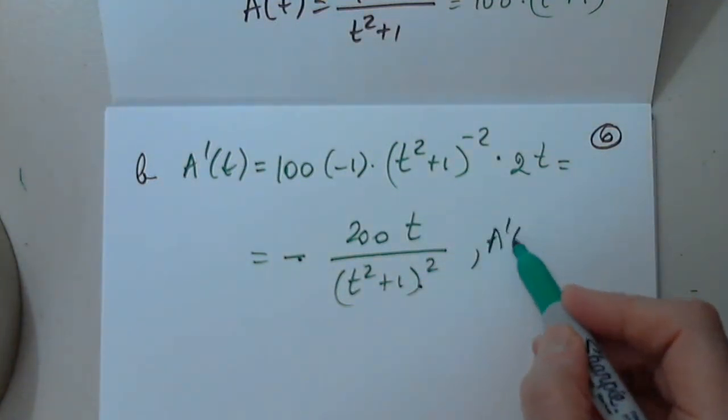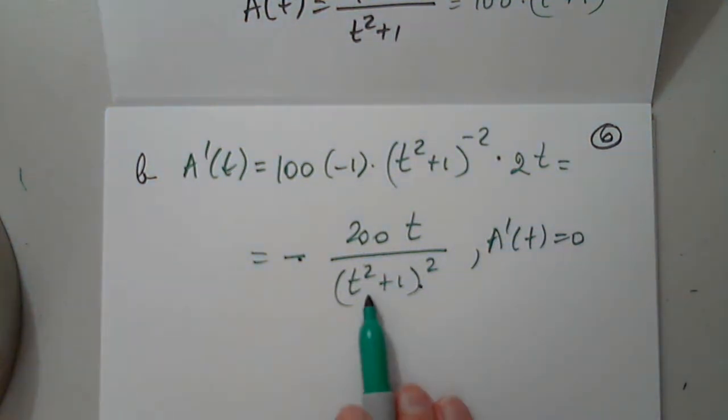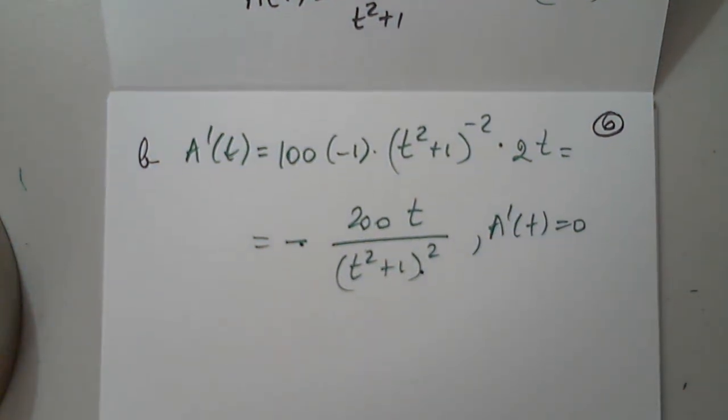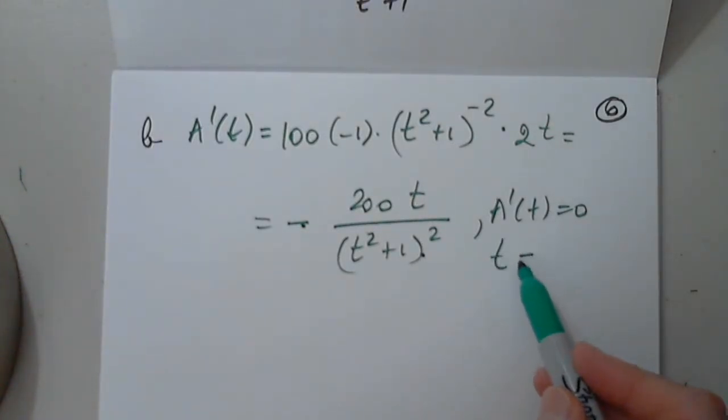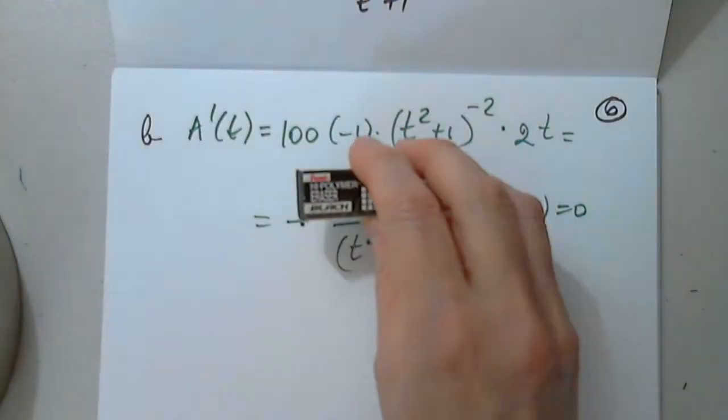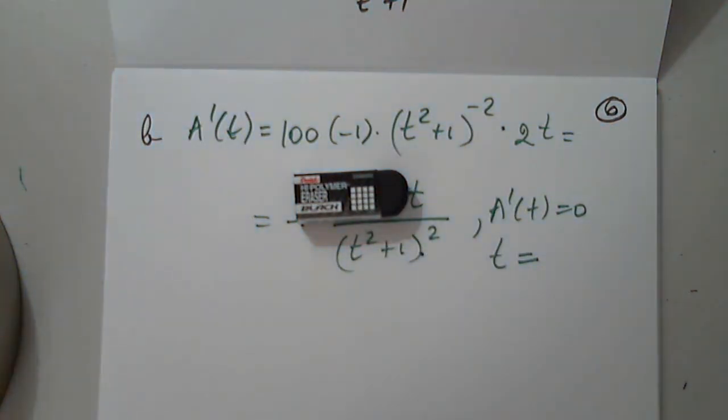When I set A prime of t equal to 0, because this will never be 0, right? So A prime of t can never be undefined. When I set it equal to 0, what do I get for t? Negative 200? No. That's a constant outside.